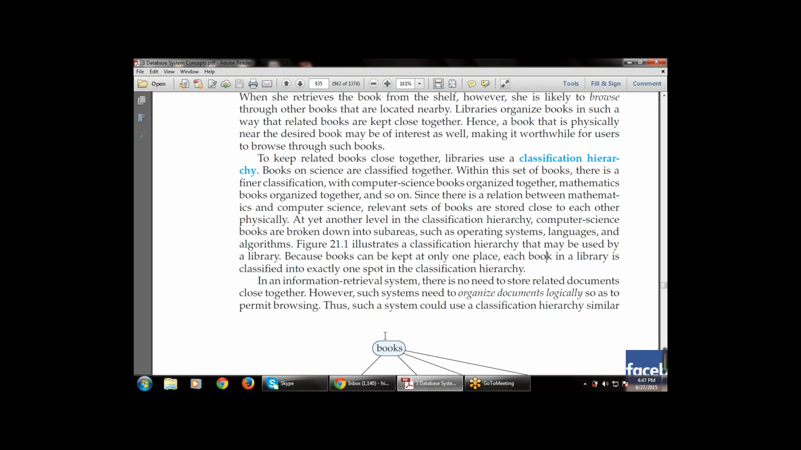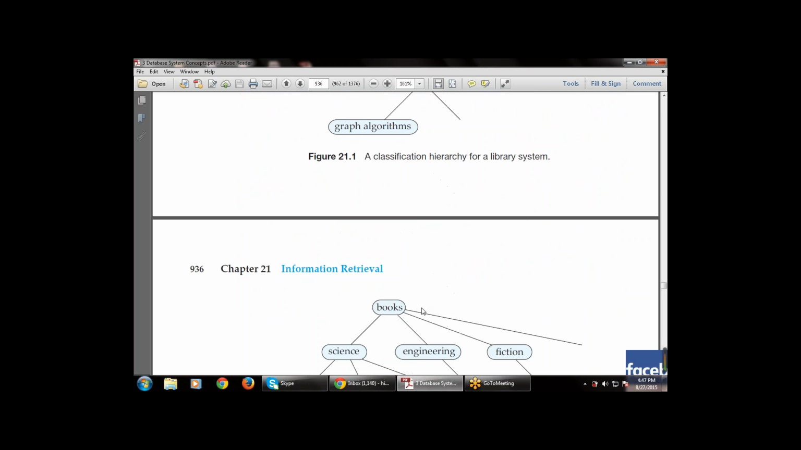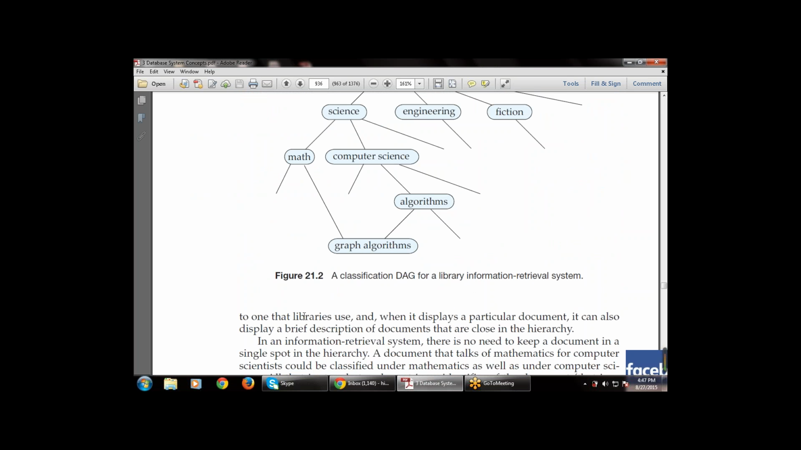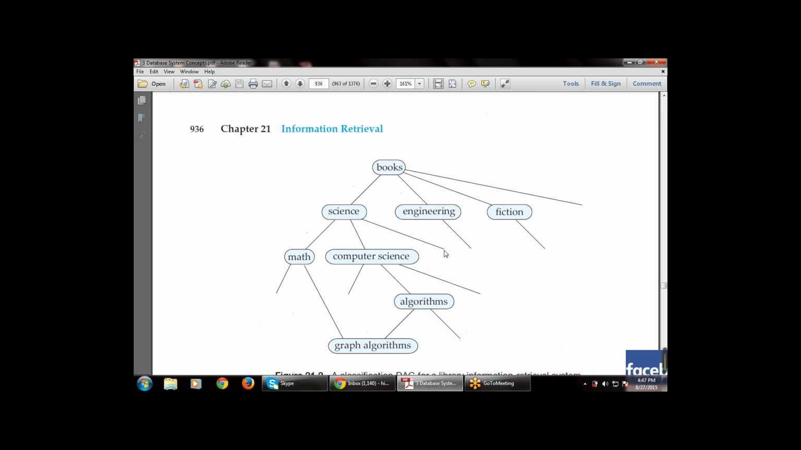However, such systems need to organize documents logically so as to permit browsing. Therefore, such a system could use a classification hierarchy similar to the one that libraries use. And when it displays a particular document, it can also display a brief description of the documents that are close in the hierarchy. So whatever the content is, that will be the classification used in the hierarchy.